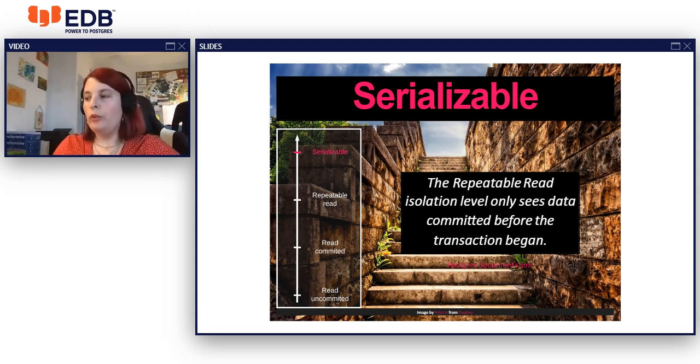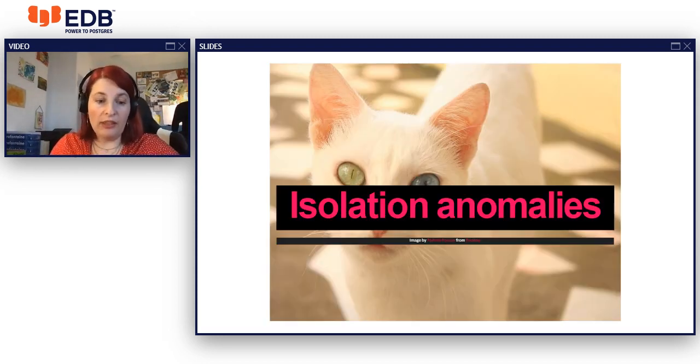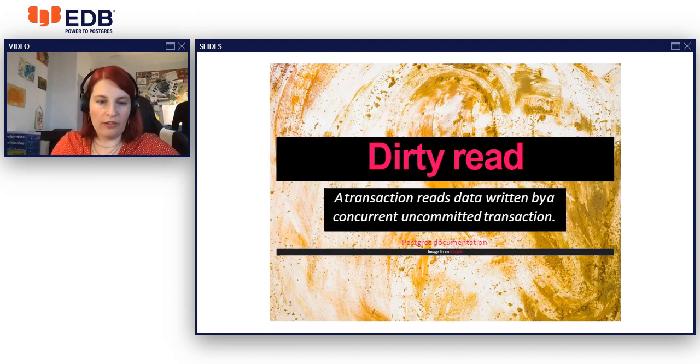Now, why do we care about all these levels of isolation? Because we quickly found out that there could be some isolation anomalies. The first isolation anomaly we found is what we call dirty read. So I already spoke about that. It's when a transaction reads data written by a concurrent uncommitted transaction. Here again, I emphasize the uncommitted.